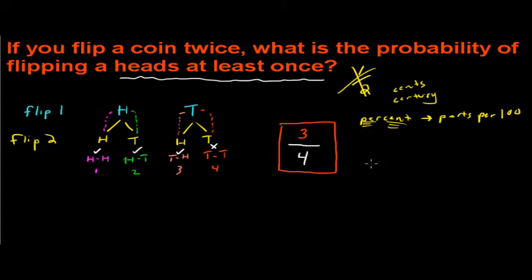So if I can get the denominator to equal 100, whatever the numerator is, that will be my percent. So in this case, if I multiply the denominator 4 by 25, I get 100. So the equivalent fraction, multiply this times 25, and I get 75.